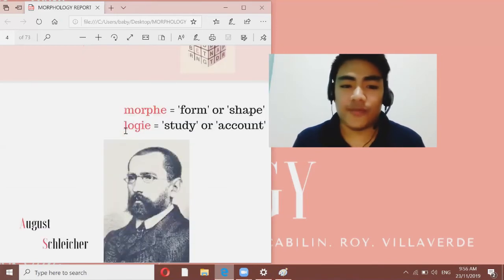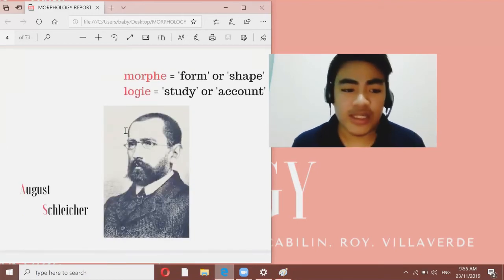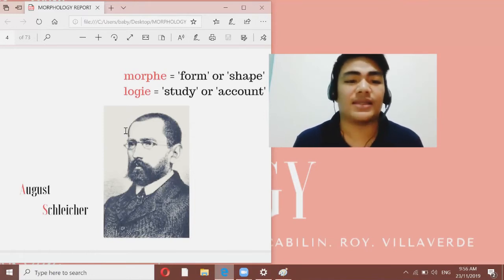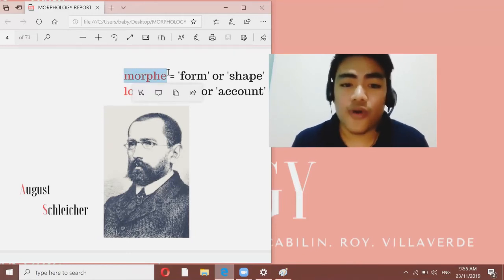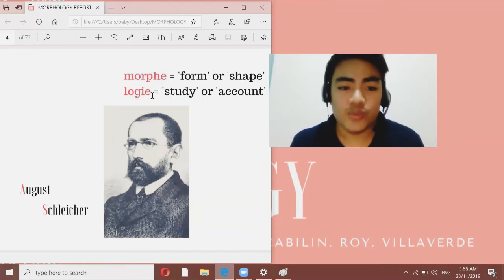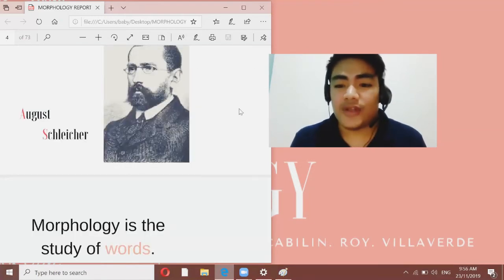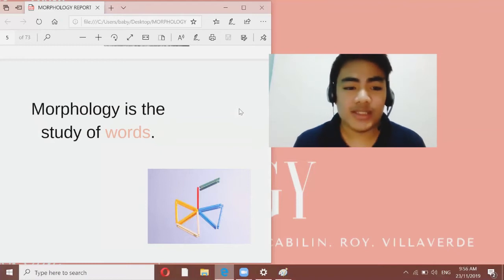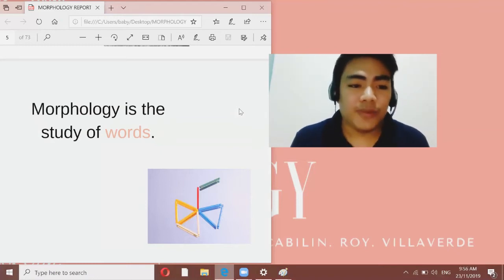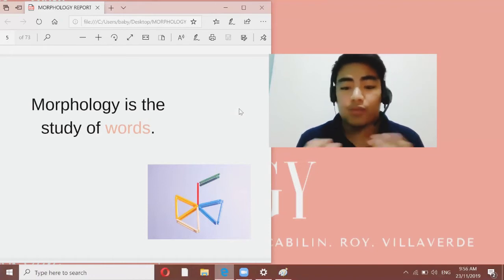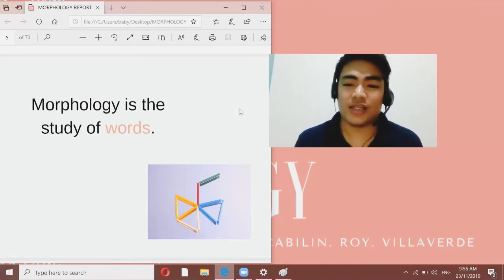The first person to have used the term morphology was August Schleicher. He used it in his studies in the past, and this term actually had Greek origins. It's a combination of two words, morph, which means form or shape, and logy, which means study or account. Now, there are varying definitions of morphology, but we can just stick to this one. Simply put, morphology is the study of words. It's basically just the study of words.